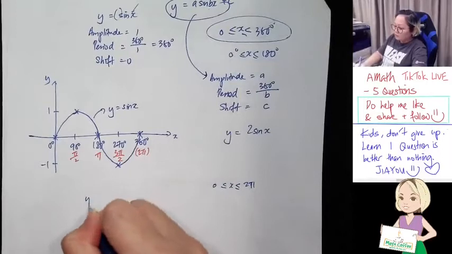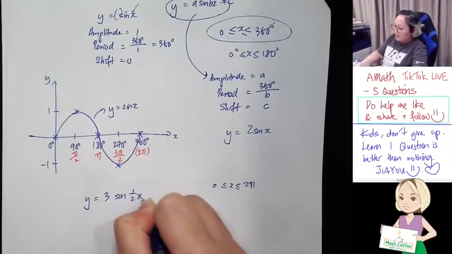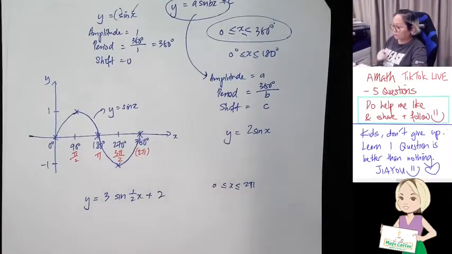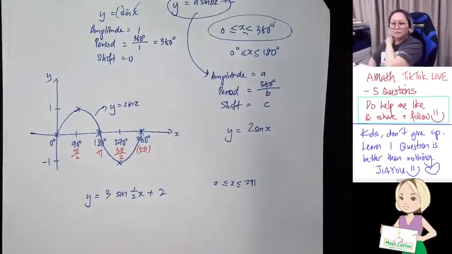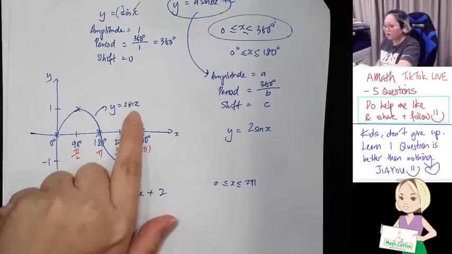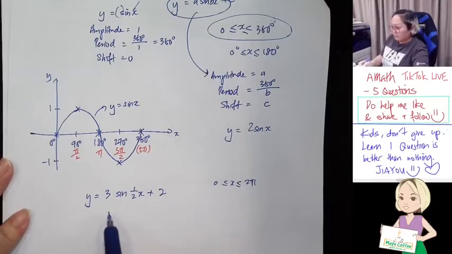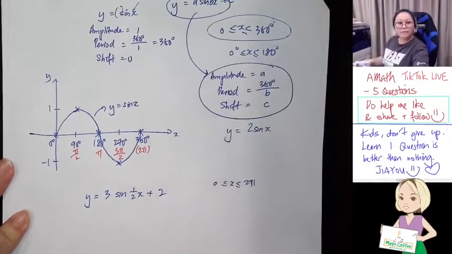So what if they ask me to draw, let's say y equals to 3 sine half x, let's say plus 2. Yes, correct. 5 points is just at every 90 degree, provided your period is 360 degree. Okay? This, let's go through this part.